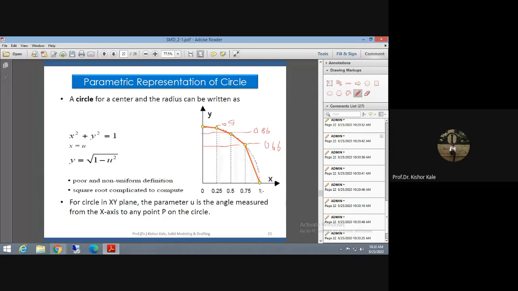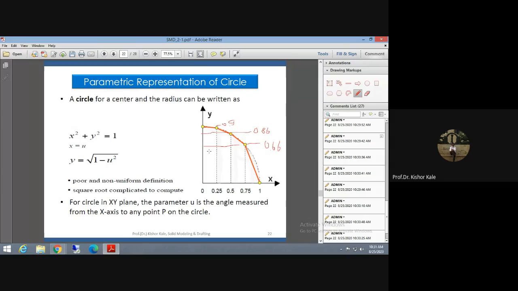Now this is uniformly distributed. From 0 to 0.25 is equal, an equal interval, right? X is varying uniformly: 0.25 difference here, 0.25 difference here, and 0.25 difference here as well. So x is varying uniformly, whereas you can see y is not varying uniformly.